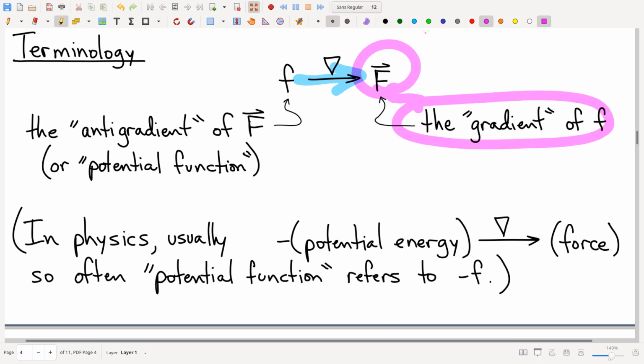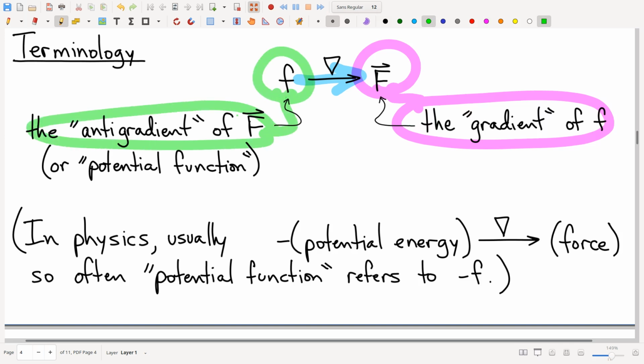I think this is a pretty hard to argue with choice right here. It's the anti-gradient. Think about the terms derivative and antiderivative. The thing you take the derivative of to get a given output is the antiderivative. Well, likewise, let's call this the anti-gradient. Very natural to me.